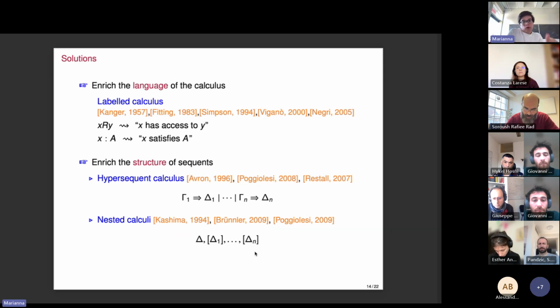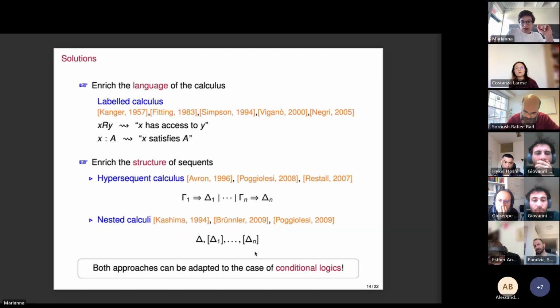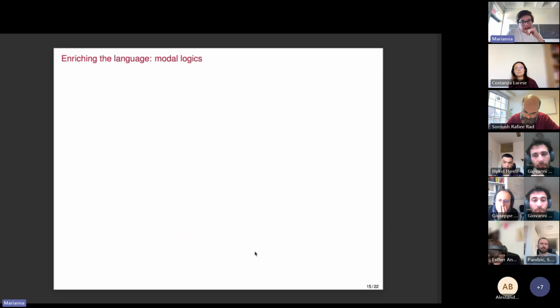So today we're going to discuss a bit the labeled approach, and we are going to see how to adapt it to the case of conditional logics. Both approaches can be adapted to conditional logic. So again, let me shortly describe what happens in the labeled calculus for modal logics, and then we go to the conditional case.